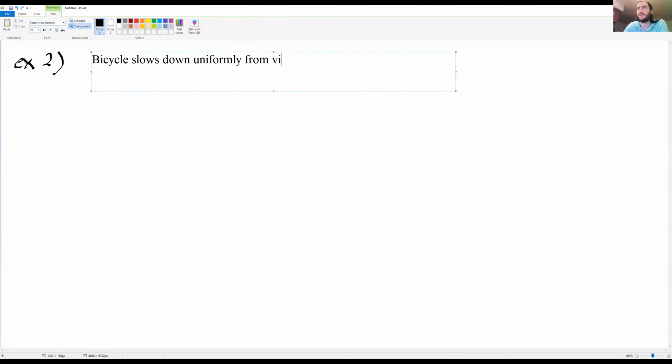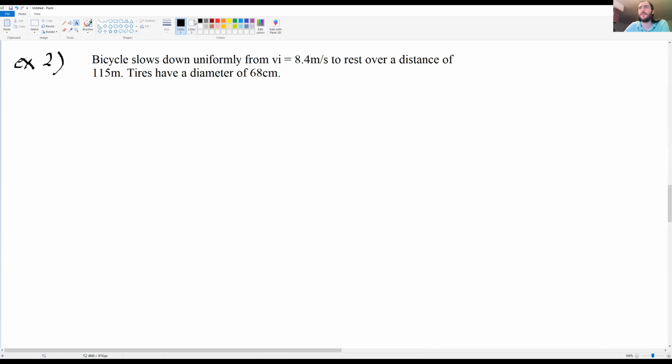From Vi equals 8.4 meters per second to rest over a distance of 115 meters. Okay. Tires have a diameter of 68 centimeters. And that's the information we need for the problem.